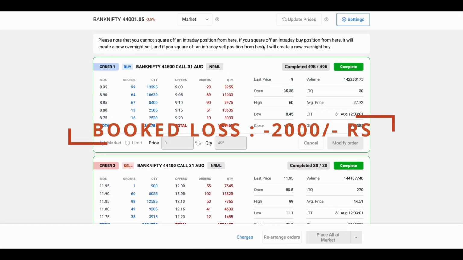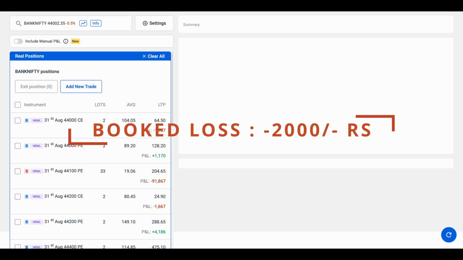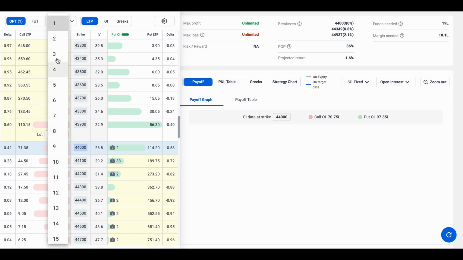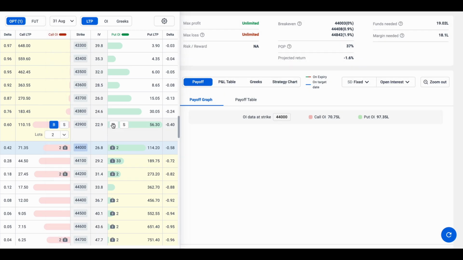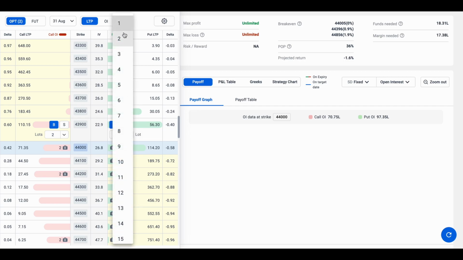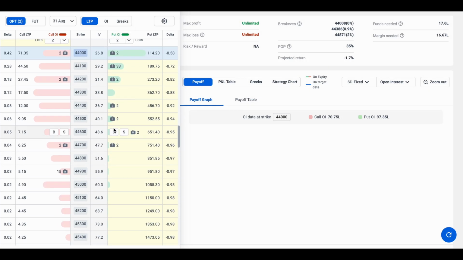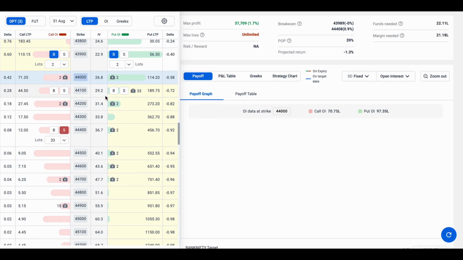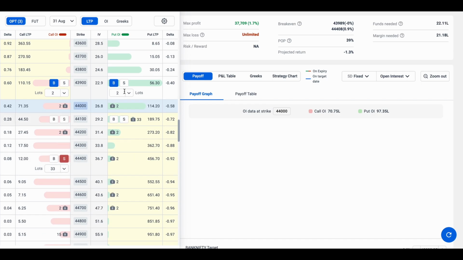Okay, the positions have been exited. Now let's move on to adding the positions. So I'm going to add 2 lots at the same market price, and add 2 lots again at the same market price, and going to add 33 lots at 44,400. Let's execute these trades.